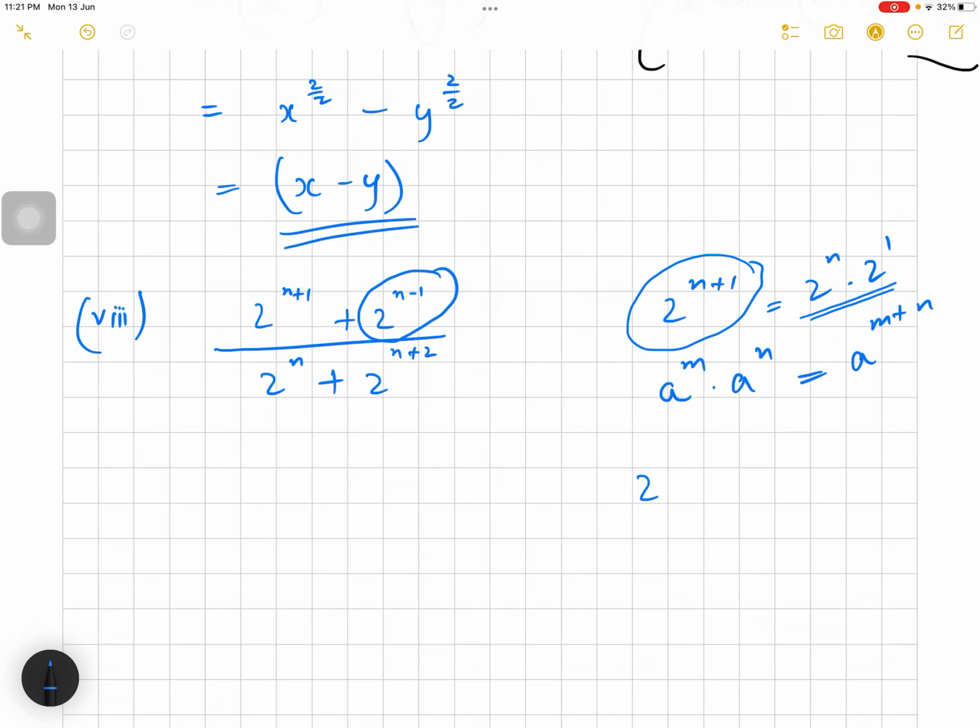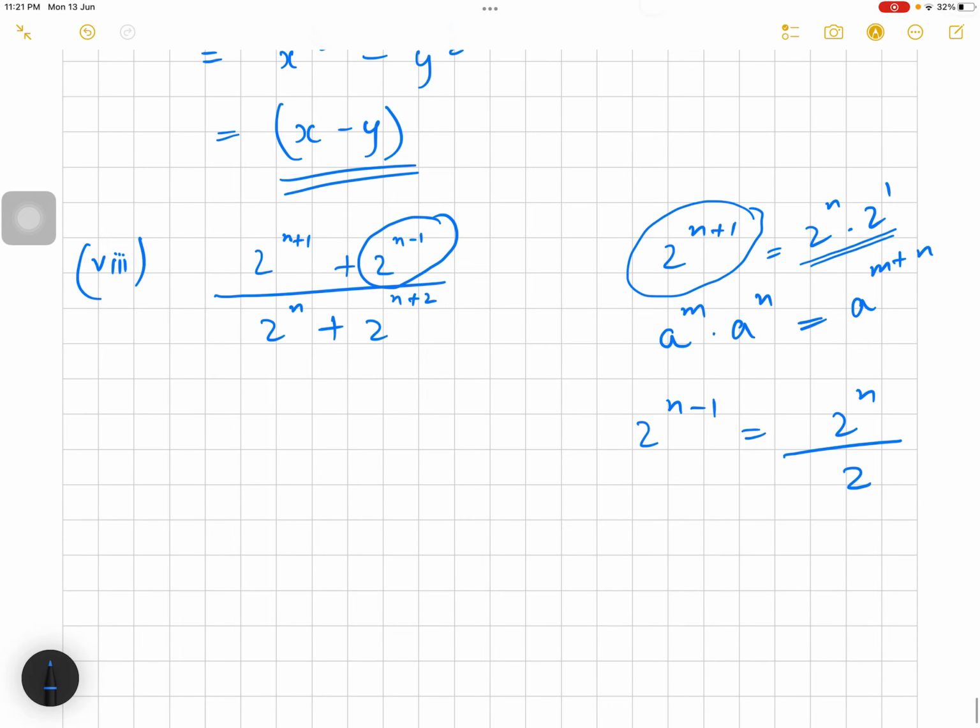Similarly, 2 raised to n minus 1. Now 2 raised to n minus 1 can be written as 2 raised to n upon 2 raised to 1, right? Because a raised to m upon a raised to n is equal to a raised to m minus n. Here n is 1. Correct? Okay.